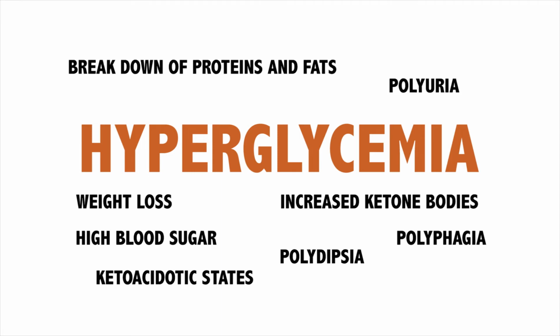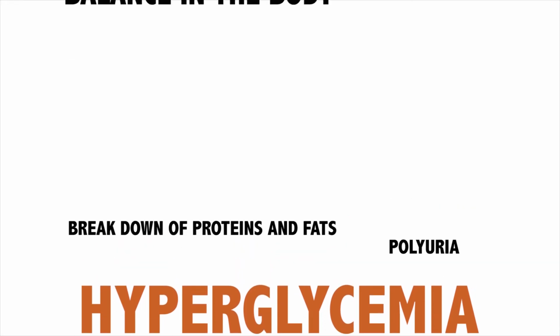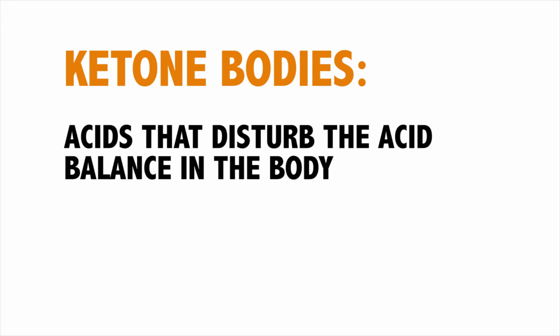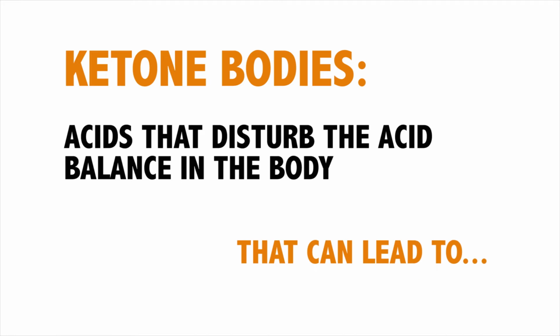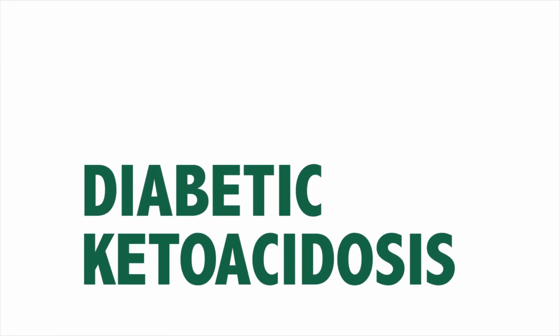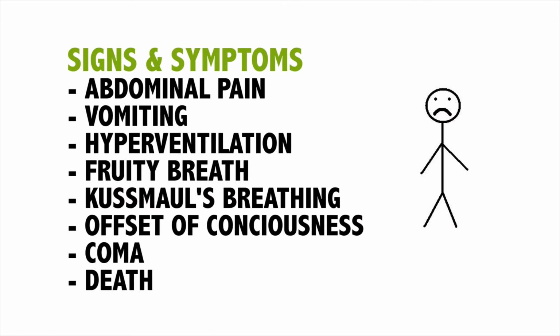In addition to hyperglycemia, proteins and fats break down also due to lack of insulin, resulting in weight loss and increased production of ketone bodies, which lead to ketoacidotic states and death if insulin deficiency is not corrected. Ketone bodies are acids that disturb the acid-base balance of the body when they accumulate in excessive amounts, which results in diabetic ketoacidosis, DKA. Signs include abdominal pain, vomiting, hyperventilation, fruity breath, which we would expect to see with Kussmaul's breathing, also evident in Alistair, and if left untreated, an altered state of consciousness, coma and death.